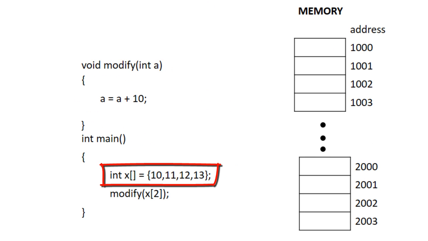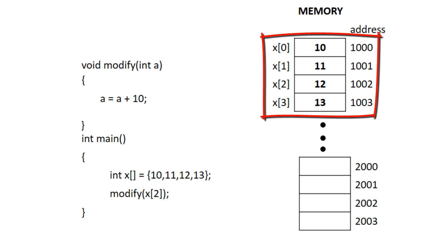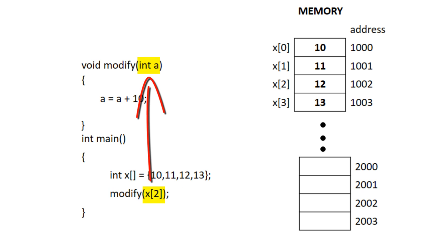First, an array x is declared and initialized to 10, 11, 12, and 13. Suppose the array is stored at memory locations 1000 through 1003. Then, function modify is called. The function is called with an argument x2. The value of x2 is passed to parameter a of function modify.